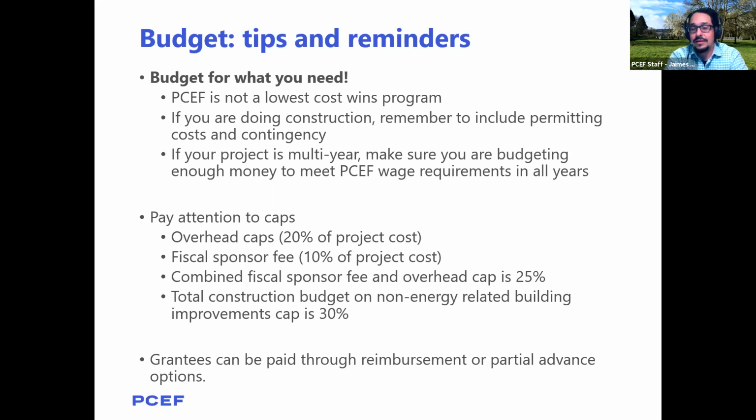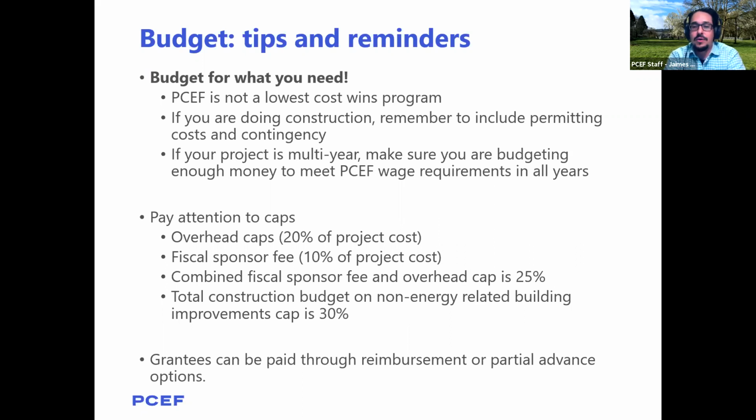Small grants can take place for up to 3 years, and then large grants can take place for up to 5 years. So if you're planning on the multi-year grant, also make sure that you're budgeting enough money within that grant over the entire time frame to allow for the wage requirements and increases year to year. There's also some very specific caps and thresholds that are in our guidance documents, including things like the overall overhead of a project or administrative costs are not to exceed 20%.